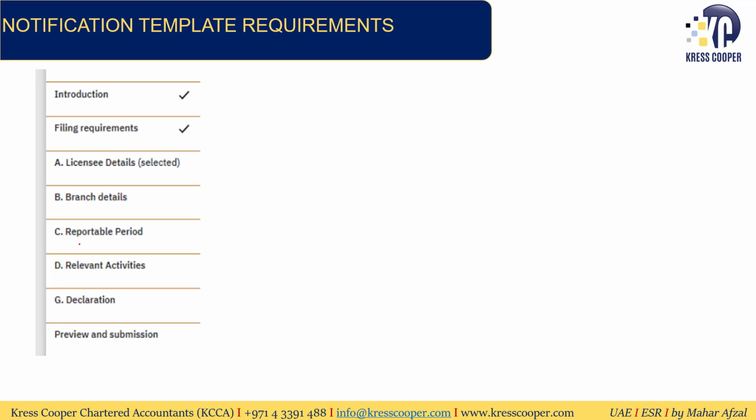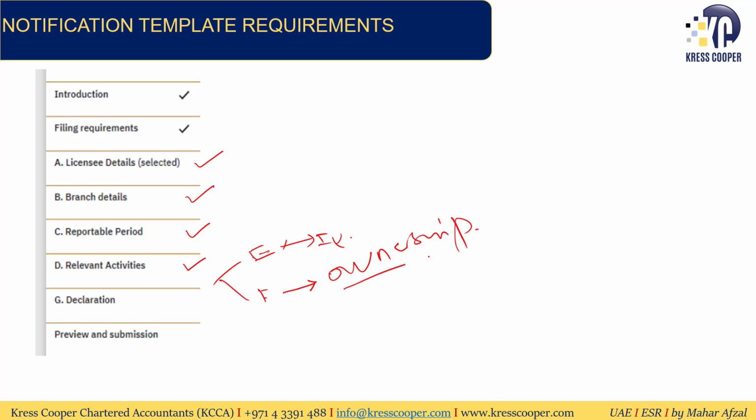Now the notification template that has been issued has different areas. First is licensee detail, then branch detail, then there is the reportable period, and the relevant activities. In section E, they are discussing the exempted licensee. In section F, they are discussing the ownership of the licensee or the exempted licensee. Then at the end, we need to look at the declaration as well.